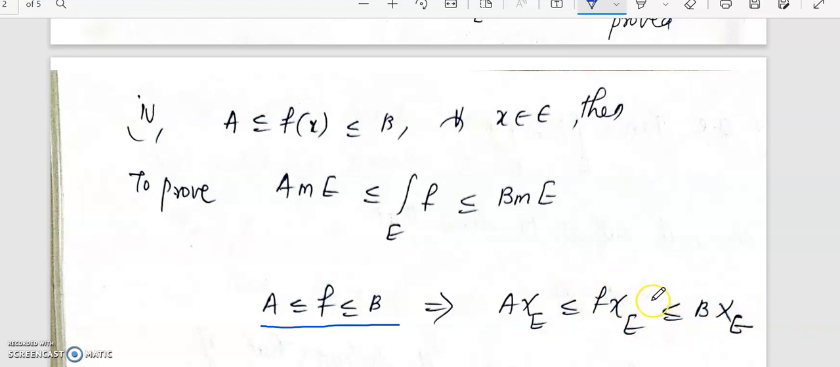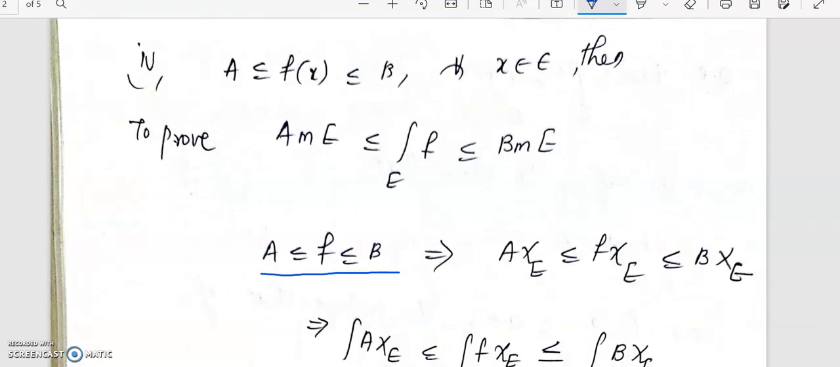Now, less than or equal to. So if you have f less than or equal to g, then again integral f will be less than or equal to integral g. So using that, now apply the integral throughout. So you will get integral a times chi of E less than or equal to integral f chi of E less than or equal to b times chi of E.